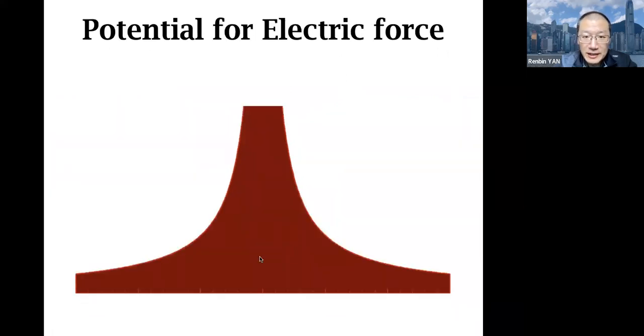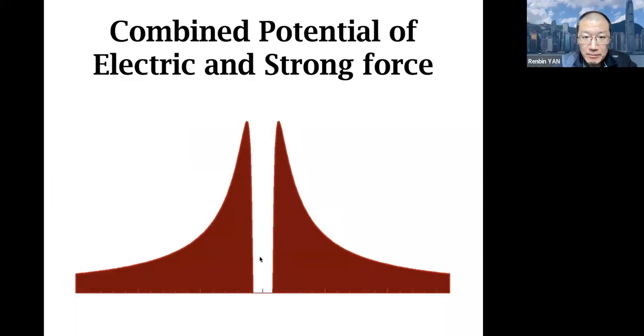Then what will be the combination of the two? If we combine the electric force and the strong force, the potential diagram will look like this. Initially, when you're trying to push these two things together, they feel like it's a mountain, that it's getting harder and harder to get closer to each other. But then once they cross a certain threshold, they will feel this strong attractive force, and then they will fall into this well. So this is the combined potential diagram for the electric and strong force.